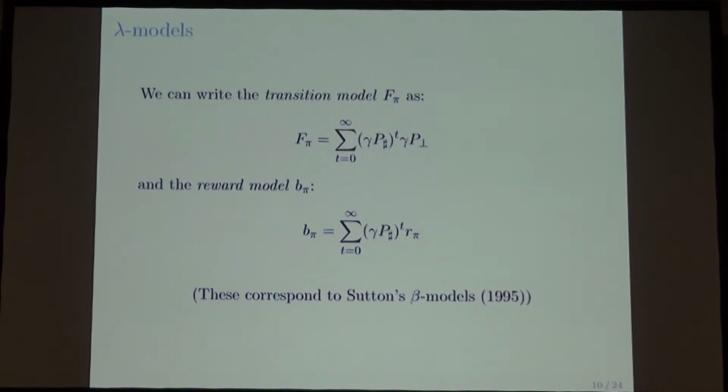Okay, so using these operators, we can write in closed form what would be the solution to these two kinds of models. So this is just one explicit way to write these expressions. You could also write Bellman-like equations to express the same ideas. So if you open up Sutton's beta models from 95, you will in fact find very, very similar equations, except that perhaps here the presentation is slightly more general because our termination function is over pairs of states.